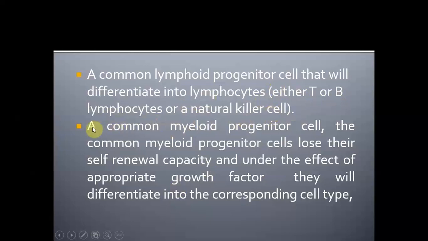And we will have a common myeloid progenitor cell. When the pluripotential stem cell becomes a myeloid progenitor cell, it will lose the two things that define it as a stem cell, which are what? The self renewal capacity, which is the most important thing. It will become restricted into one line of differentiation. And what drives this restriction into this line of differentiation? The appropriate growth factor delivered in the environment of the bone marrow. So it will guide the cells into differentiating into the corresponding cell type that the body demands.